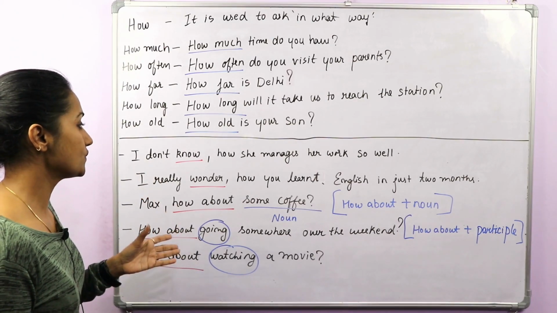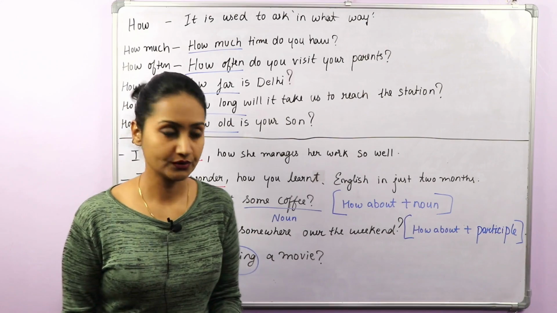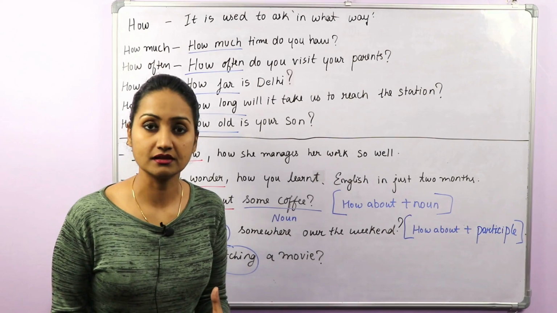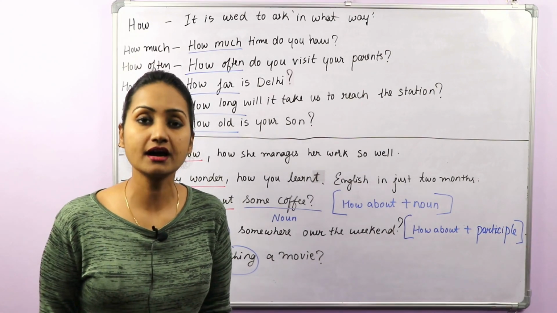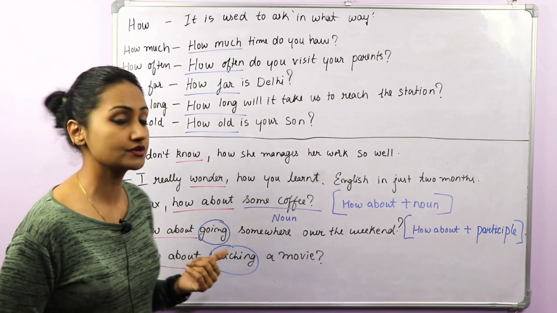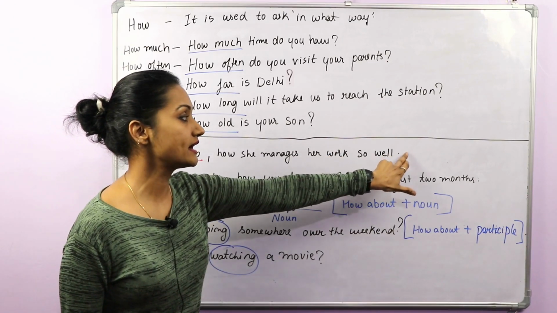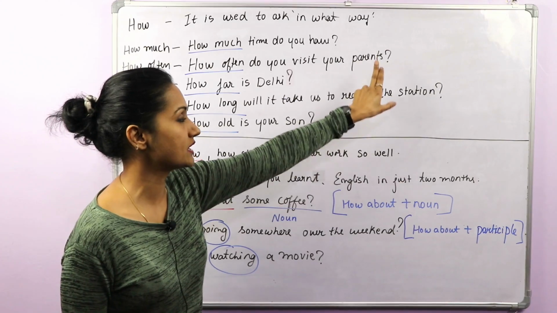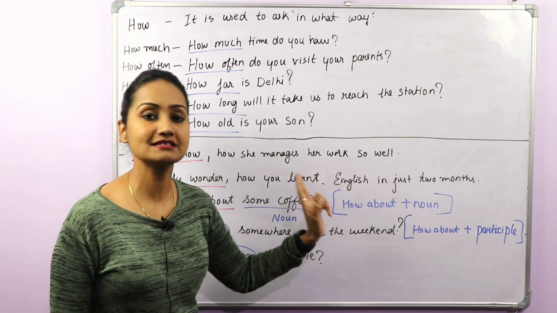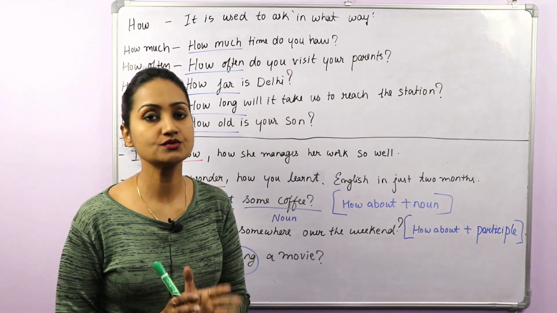Sometimes we use how with verbs like know or wonder when we are surprised. Okay, for example, I don't know how she manages her work so well. I can't do that. I feel tired all the time because I have to manage a lot of work. I don't know how she manages her work so well. Okay, so you're surprised. Now here in the end we do not have a question mark. However, here we have question marks because these are questions. But this is not a question, it is a statement. So just understand that whenever there is a statement you will not use a question mark.